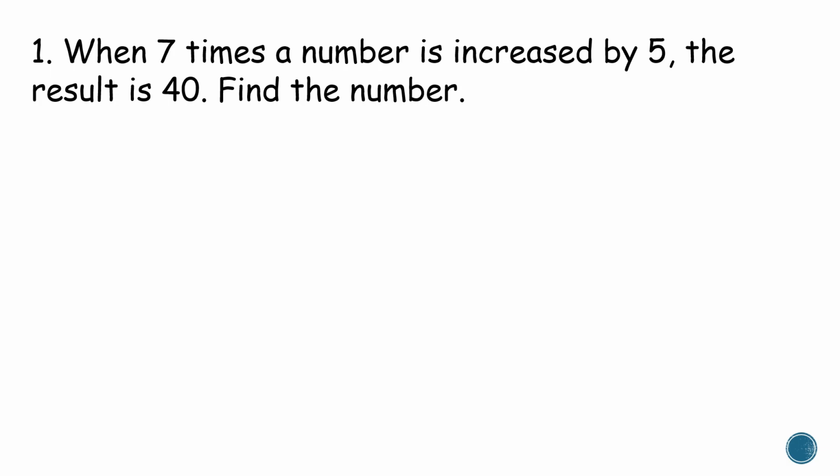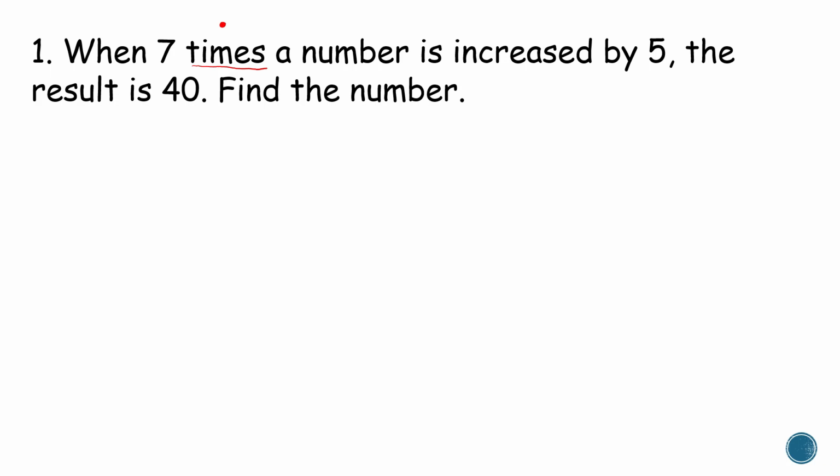When 7 times a number is increased by 5, the result is 40. Find the number. So the first thing we will do here is try to translate words and phrases into mathematical symbols. 7 is 7, we know that. Times is a mathematical operation, and that means multiplication. Now you might be thinking, let's use x for that. No, x is a variable in algebra, so I will just use a dot here, which means multiplication.